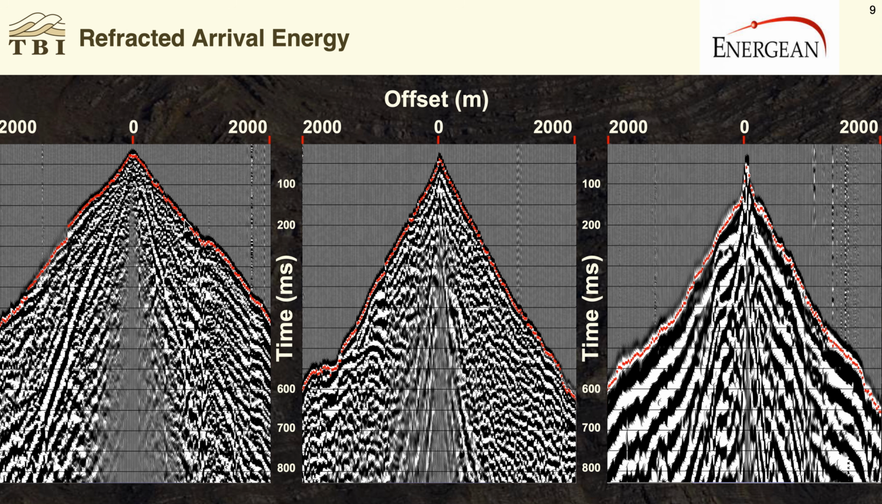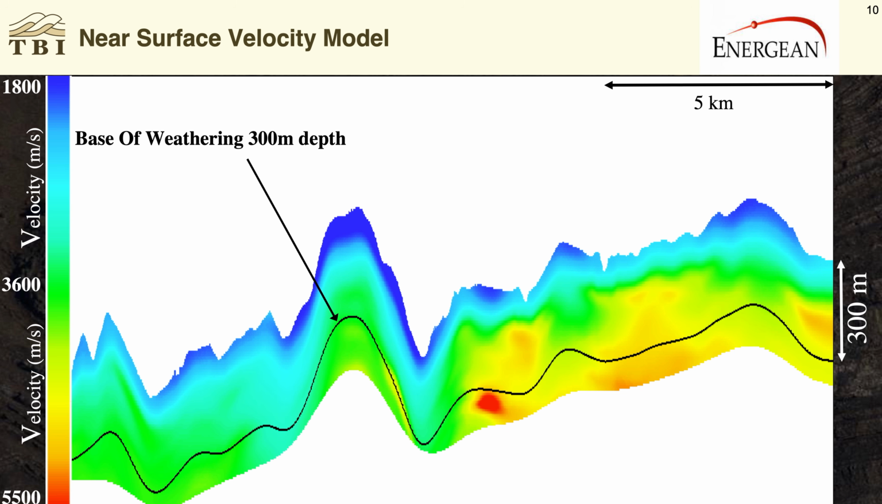The time offset pairs for each shot and receiver combination are recorded and can then be used to model the near-surface velocities. This is the near-surface velocity model derived in this way. The color bar on the left shows a large variation ranging from about 1,800 meters per second to nearly 5,000 meters per second just above the base of weathering. The seismic energy has to travel through the near surface as it leaves the shot and on its way back up to the geophone. So extreme variations here can really distort the imaging at depth.